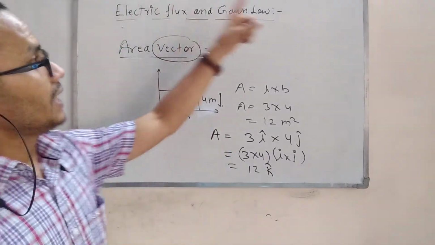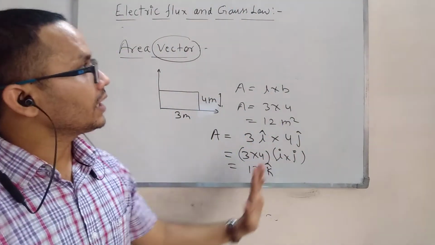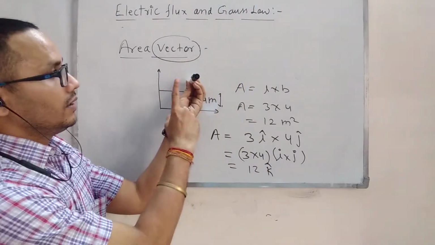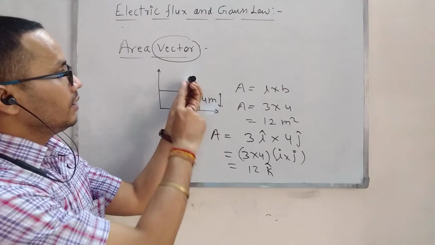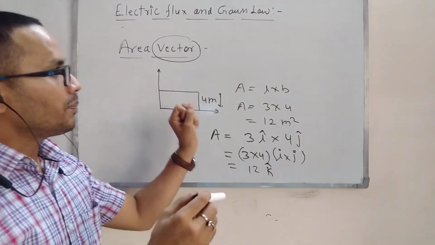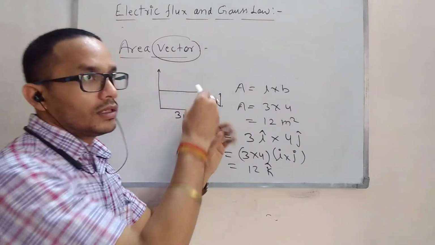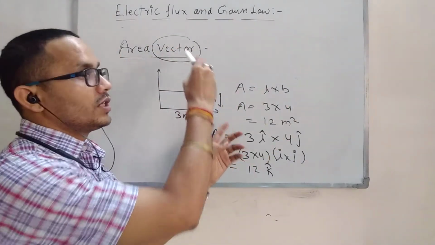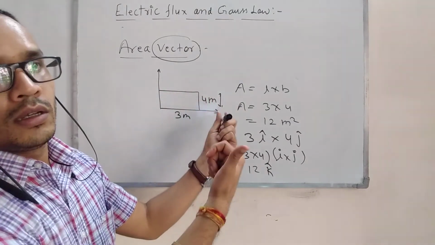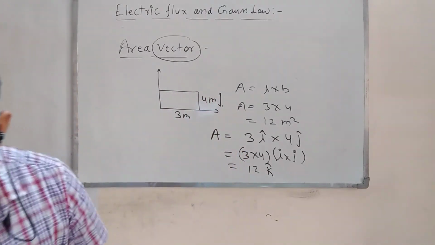Let's suppose this board has dimensions 3 meter by 4 meter. Its area vector will be perpendicularly outward. Now the question arises, the perpendicular could also be inward. On the opposite side of the board it can also be perpendicular, and on this side also perpendicular. So here look at the question again.